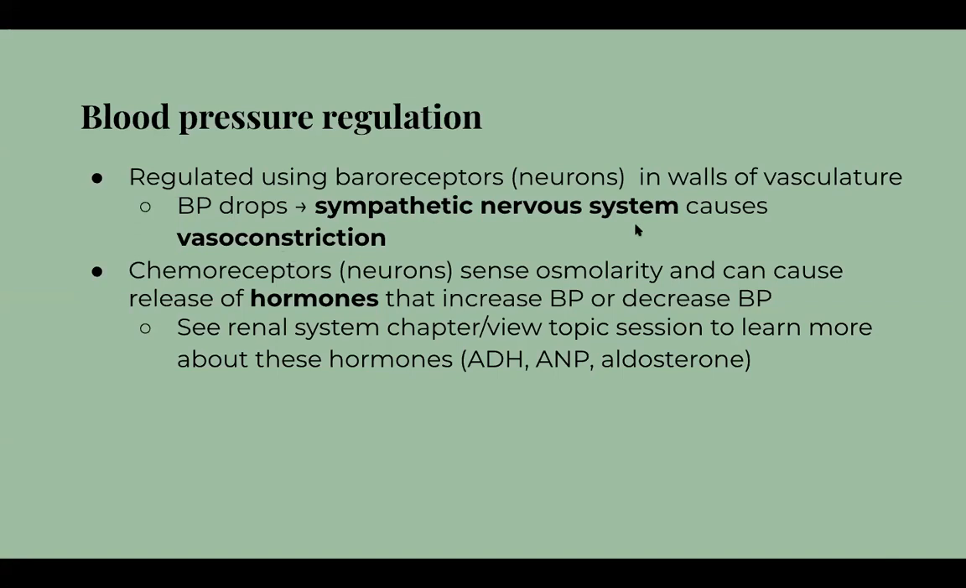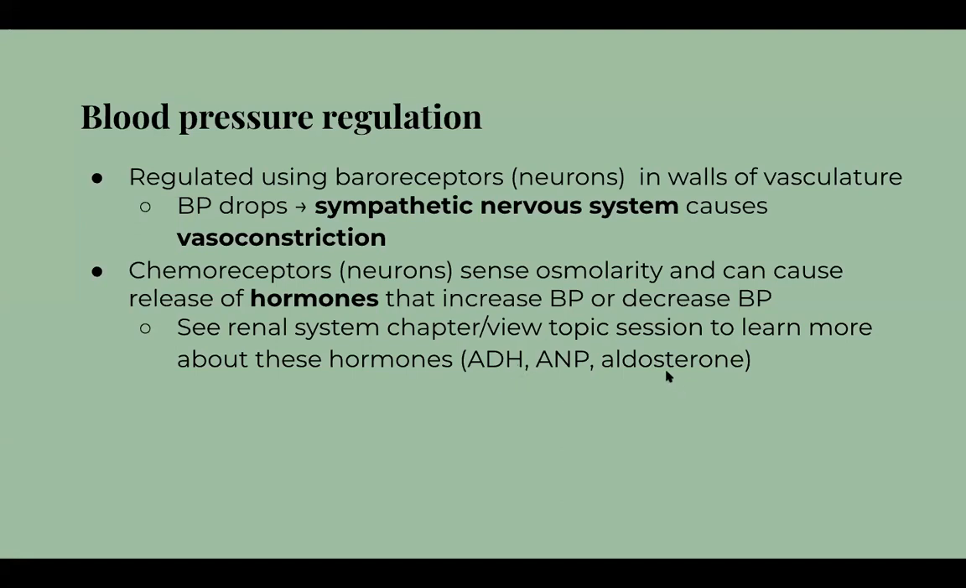So this is constriction of the blood vessels, and this increases the blood pressure. There's also chemoreceptors, which instead of sensing pressure, sense osmolarity, and they cause the release of various hormones that can either increase or decrease blood pressure. And there's a lot more detail on these hormones in the renal system chapter that we also did a topic session on. So I'll direct you to those so I don't spend too much time on these.